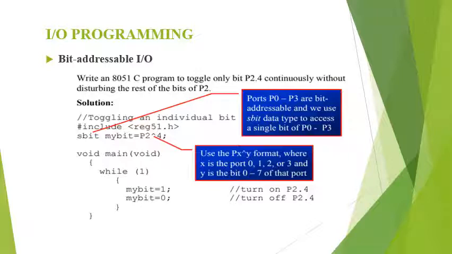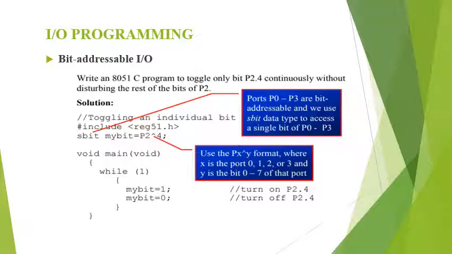For example, write an 8051 C program to toggle only bit P2.4 continuously without disturbing the rest of the bits of port P2. So the port 2's D4 bit has to be toggled, so it is assigned to the variable myBit using the data type sbit. Sbit is the data type for accessing a single bit of the addressable memory, that is, ports P0 to P3 are bit addressable, so we can access a single bit of ports using the sbit data type.